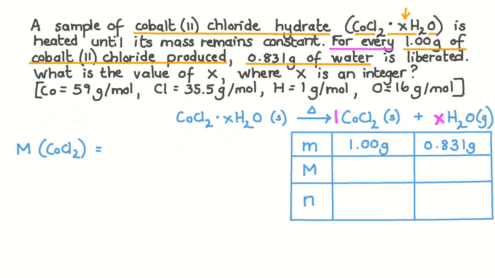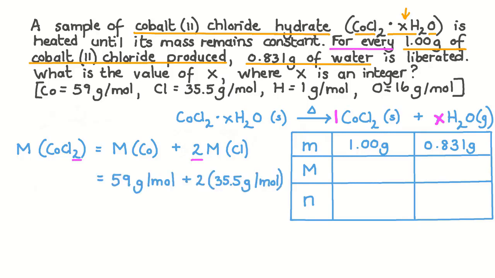We start by calculating the molar mass of cobalt-2 chloride, which is equal to the molar mass of cobalt plus 2 times the molar mass of chlorine, since there are 2 chlorines. Substituting in the molar mass of cobalt, which was given to us, 59 grams per mole, and that of chlorine, 35.5 grams per mole, we get a molar mass of cobalt-2 chloride of 130 grams per mole. We can put this value into the table.